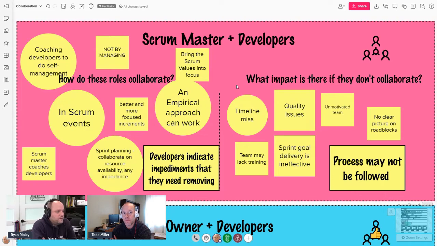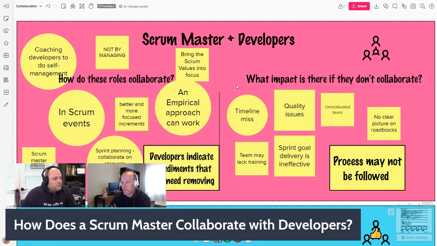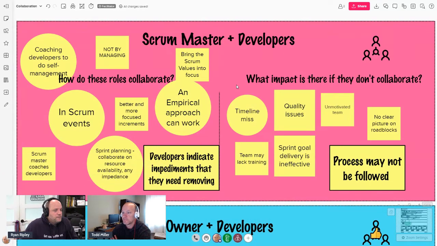Yeah. Scrum Masters, you're not the team boss. You're not the team manager. You have no right to tell anyone what to do ever. I think you'll do a lot better through invitation and collaboration rather than direction and command and control. Yeah. So go out there, collaborate. And I think that's how Scrum Masters and developers collaborate best.